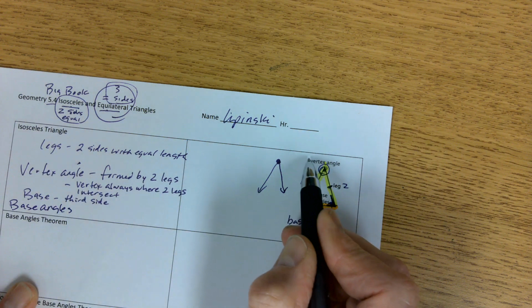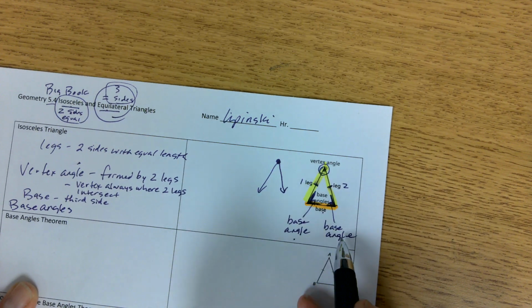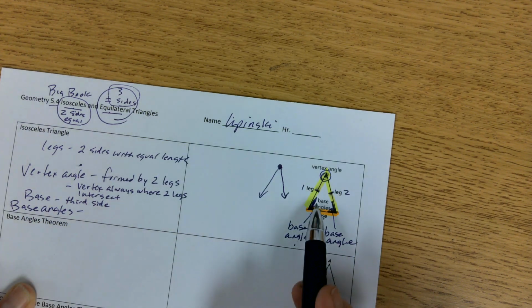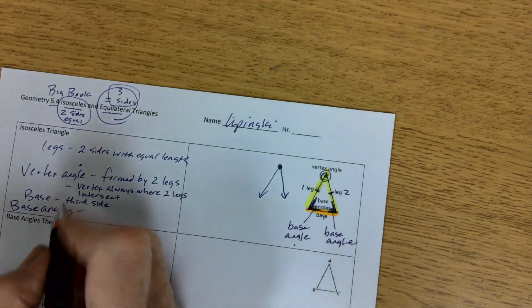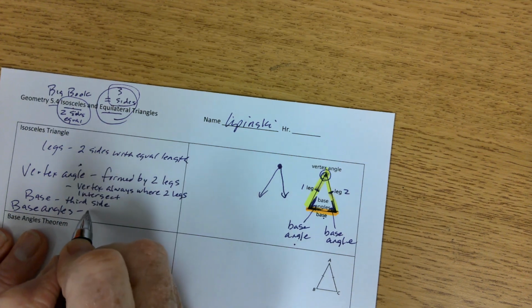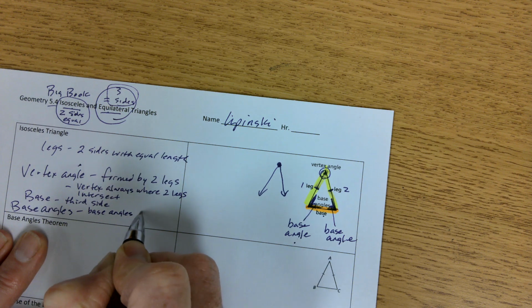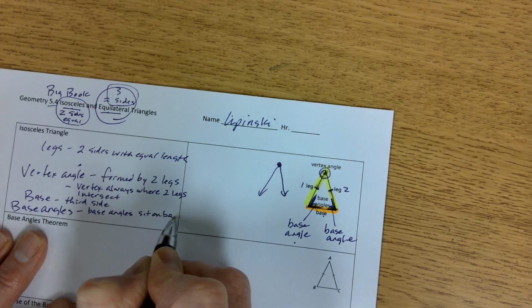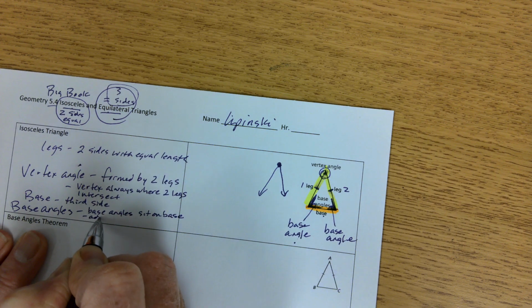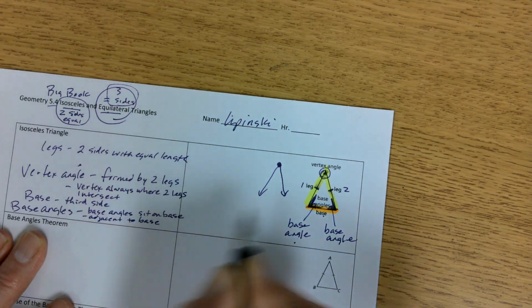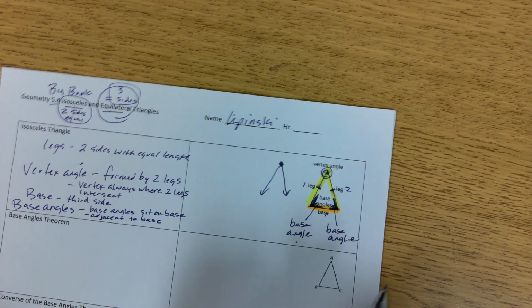So you have one vertex angle, one base angle, then another base angle. 1, 2, 3 angles. The base angles are always adjacent to the base. I always say this too. Base angles sit on the base. They're adjacent to the base. It's not the vertex angle, it's the other two.